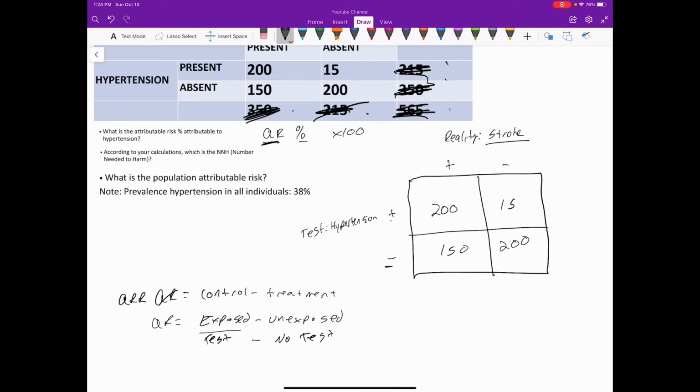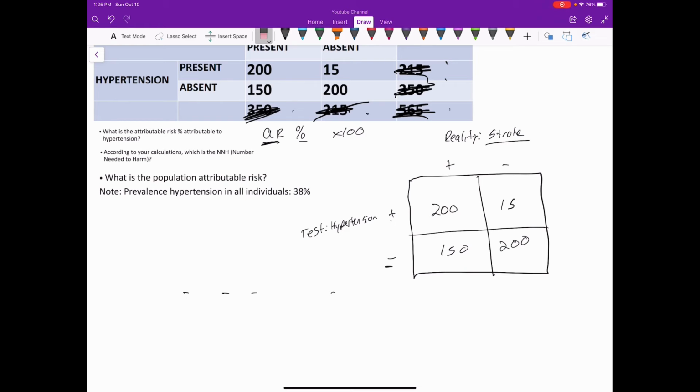Really not too bad. They're all the same thing. So if you ever get confused, it doesn't matter. If all you remember is exposed versus unexposed, write that. If all you remember is control versus treatment, write that. It'll all add up to the same value eventually. Okay, so we know that's what it is.